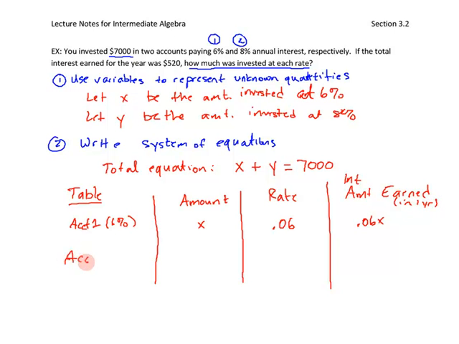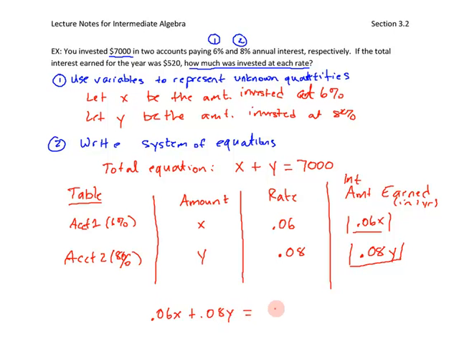Okay, what about for account 2 at 8%? Same thing, right? Except that the amount is Y, the interest rate is now 0.08, so the amount earned is 0.08y. So this is the amount of interest earned from the first account. This is the amount of interest earned from the second account for the unknown values X and Y. Now we want the total of this to be the final amount of interest earned, which would be 0.06x plus 0.08y should equal $520.